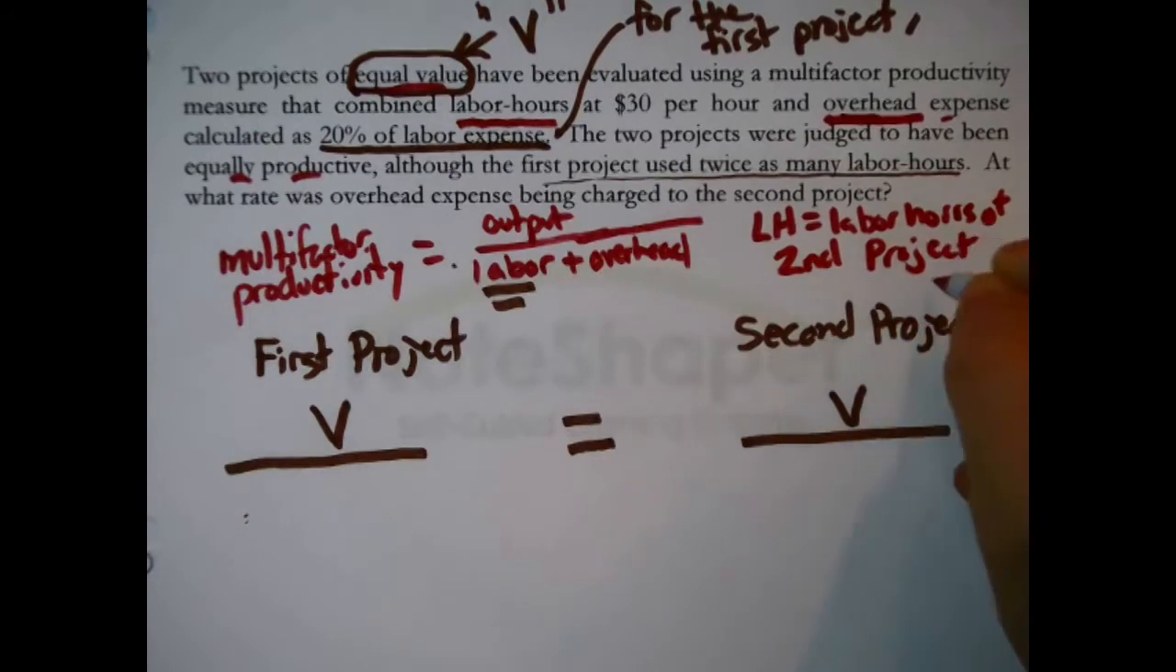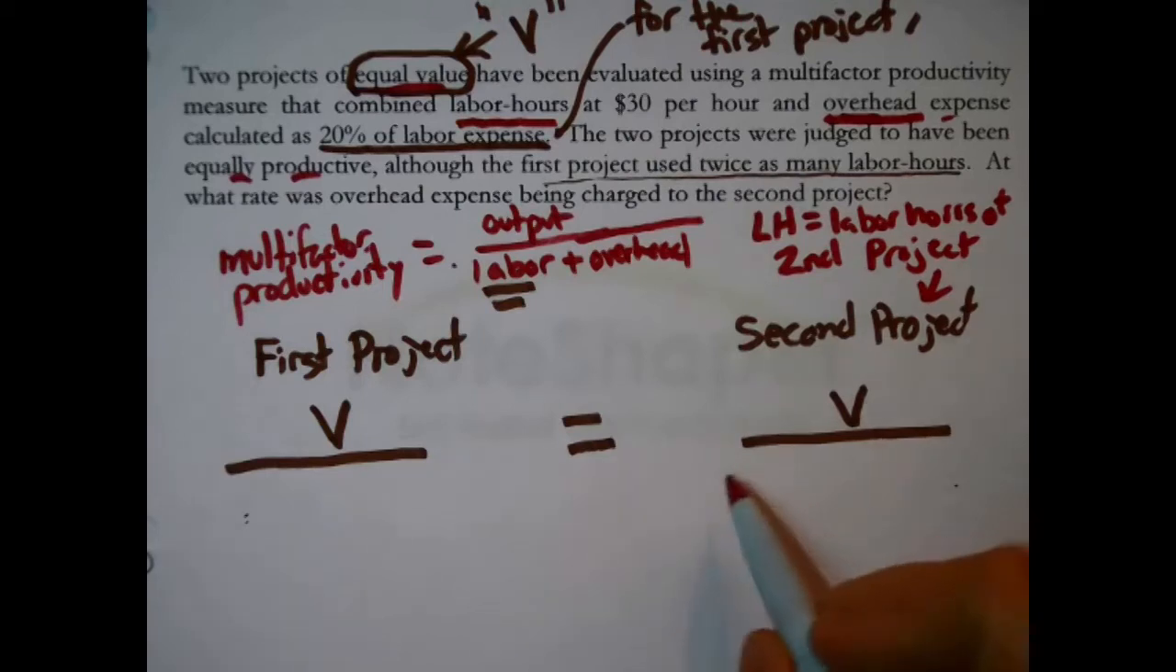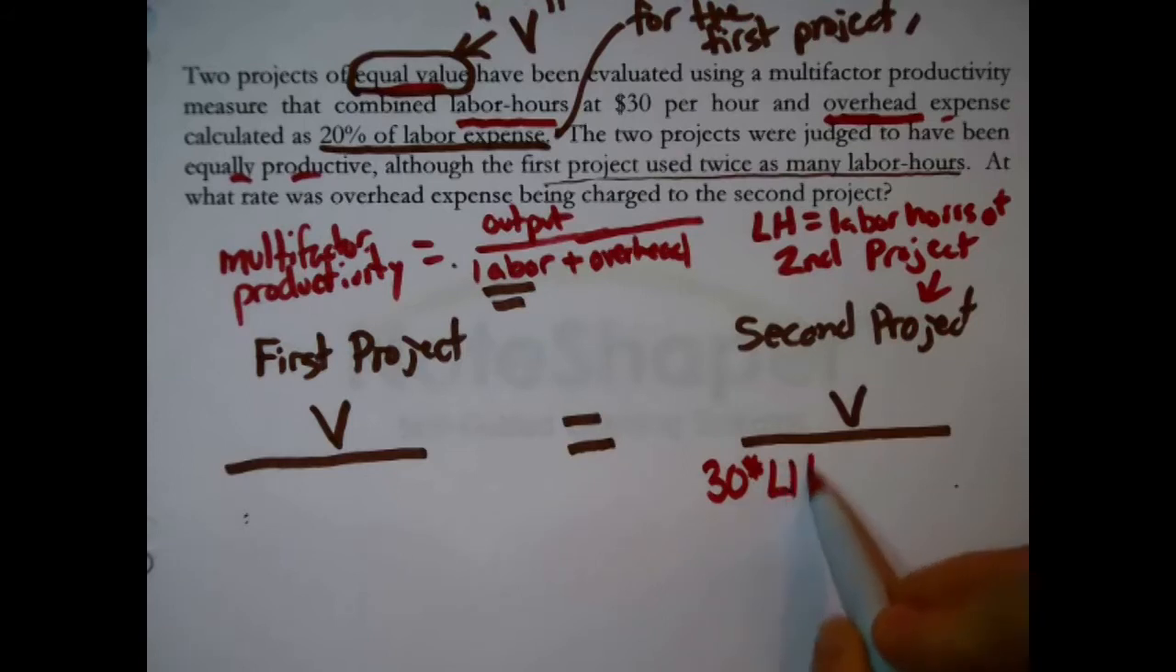Or that one right there. And you say, okay, why? Well, first off, 30 times that mysterious number, there's your labor expense.